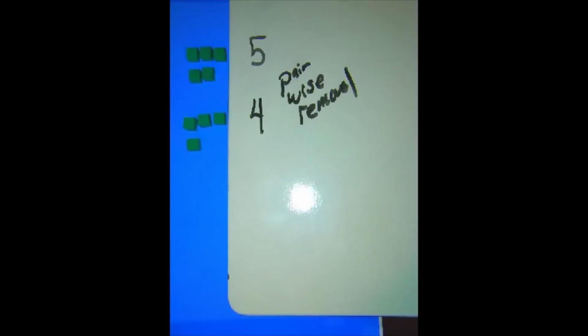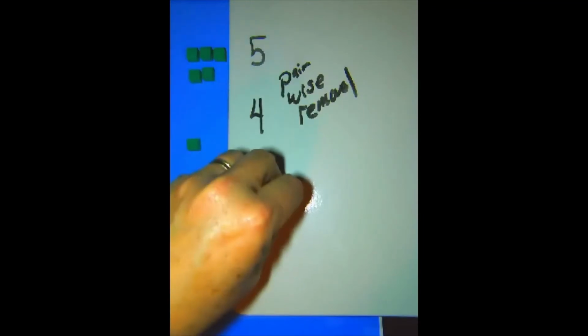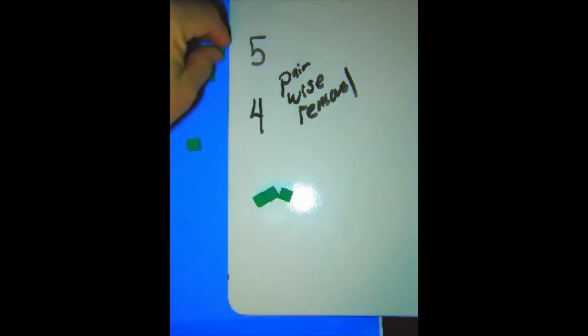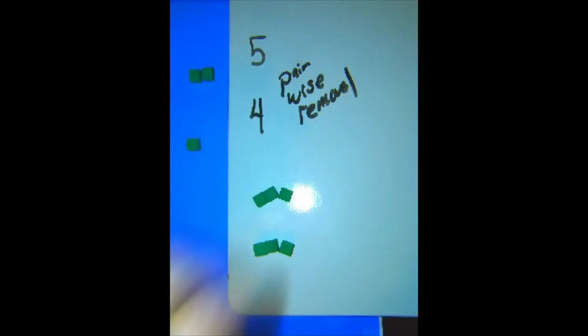Now, because of the way we've organized, I can take 3 away from this group, and I can take 3 away from this group very quickly, can't I? And now I can take an additional 1 away from each group, and look what I have left. I have 1 left.